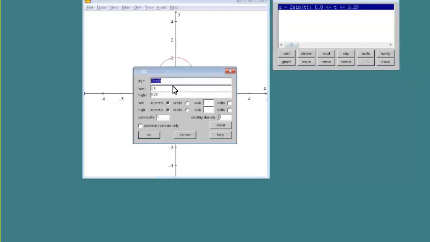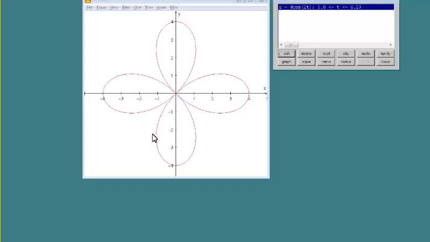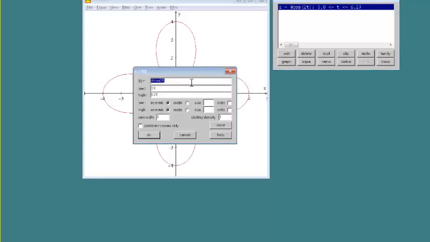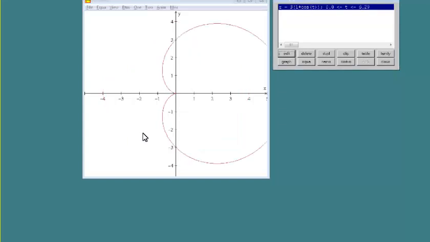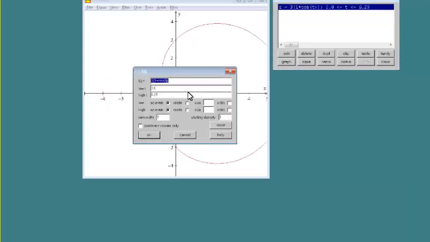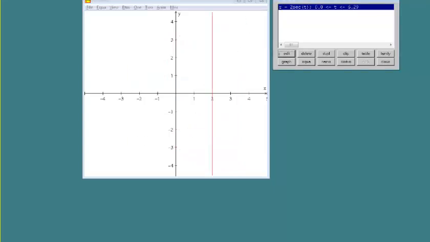So that's problem number 23. Put 24 in, we get 4 cosine of 2t. And we get that, which is B. The third is 3 times 1 plus cosine of theta. And that is A. And then the final one is 2 times the secant of theta. And we get a vertical line. Okay, so that's those problems.